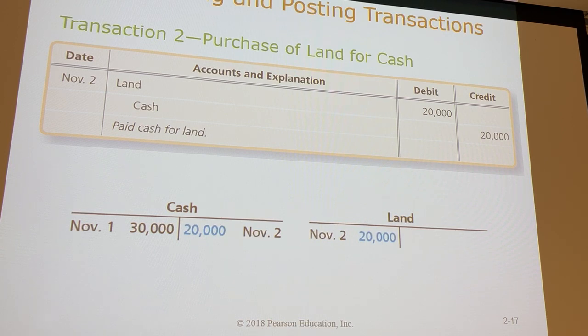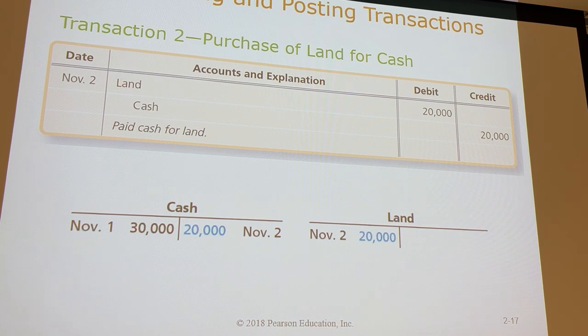Then we post to the ledger, so we find the T account for cash. We put $20,000 on the credit side of the cash account. Then we find the land account in the ledger, and we put $20,000 on the debit side of the land account.